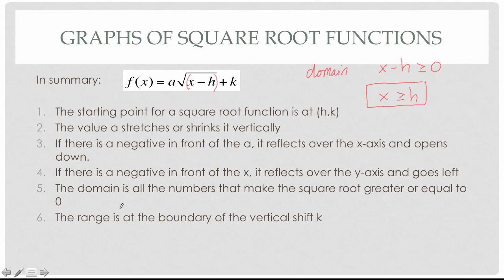The range is related to my value for k. So if I move it up k units, the range is all the numbers above it. If it opens down because of a negative sign, then my range would be all the numbers below it. But anyways, the range has the boundary. It's very dependent on whatever our value for k is in terms of what y values we get for this function. All right, that's a little bit of square root functions.